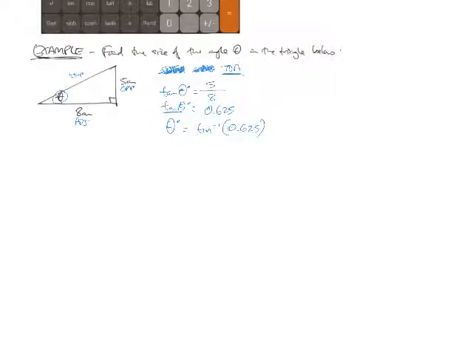If you go into your calculator and press second and press inverse tan and then type 0.625 and press enter, you will get 32.0054 to 4 decimal places. So that is the number of degrees. That's how many degrees the angle is.